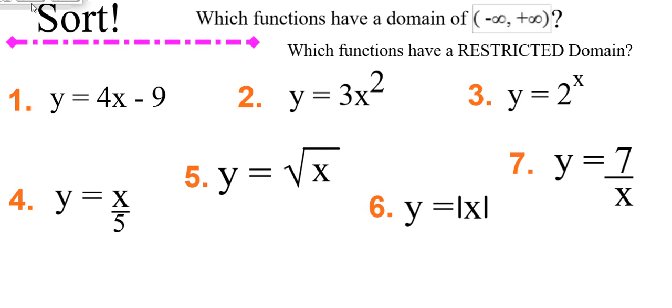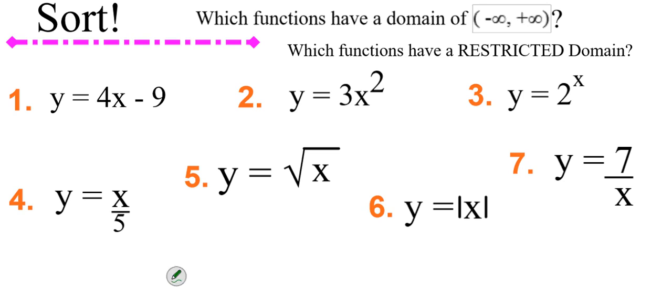Okay, here we go. We are in the second lesson of chapter 1, and we are going to look more closely at domains. So we've got a sort in front of us, and it's asking us to pick which functions have a domain that goes from negative infinity to positive infinity, or which functions have a restricted domain. And to show you the difference, I'm going to pick one that has a restricted domain.